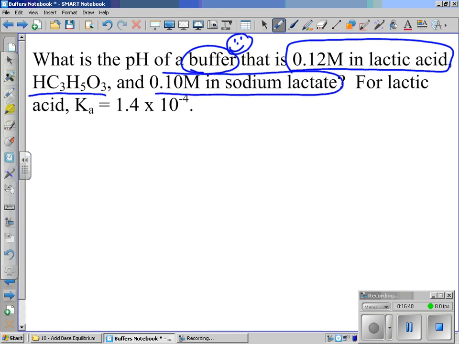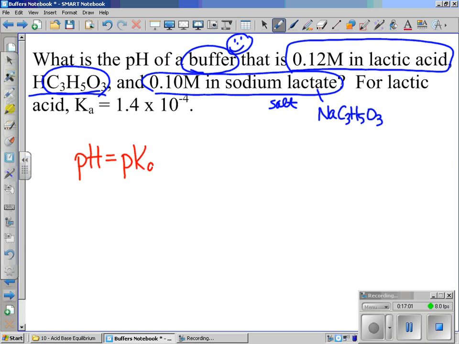Okay, this is our salt right here. So the formula is going to be sodium lactate. So Na, and then lactate is C3H5O3. You didn't know that already, but look, you can see it right here in the acid. And then they give you the Ka. So we want to use our Henderson-Hasselbalch equation. So pH equals pKa plus the log of the base over the acid. Okay, pH equals pKa plus the log of the base over the acid.